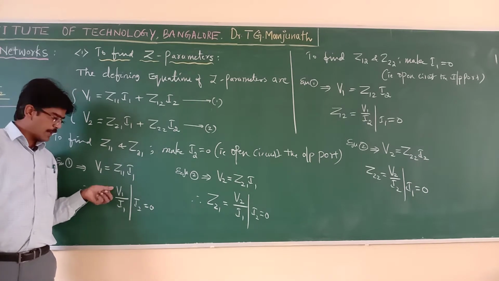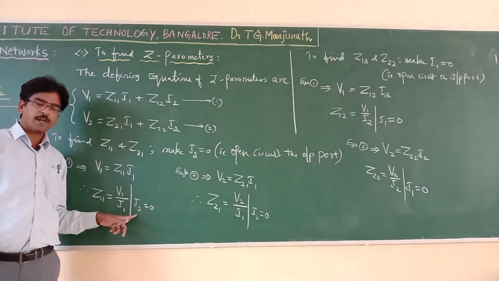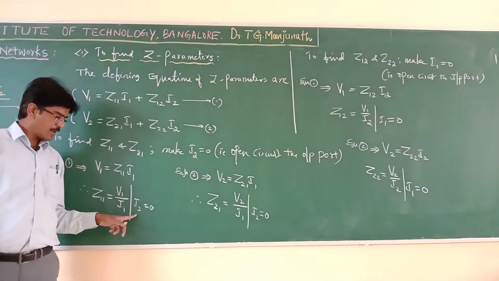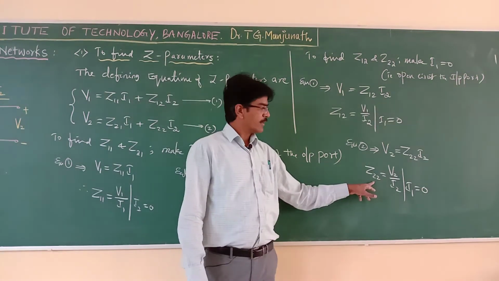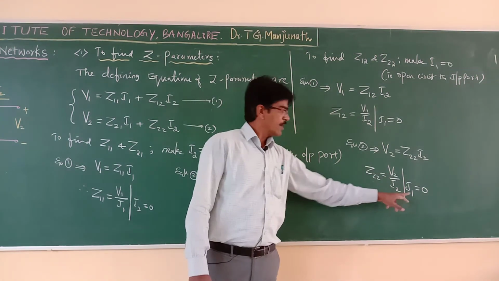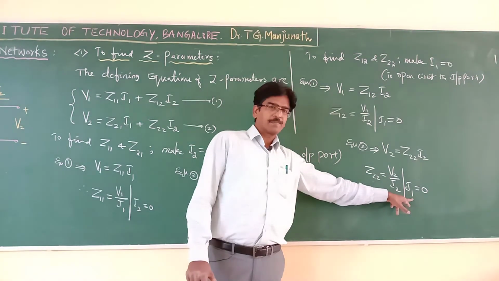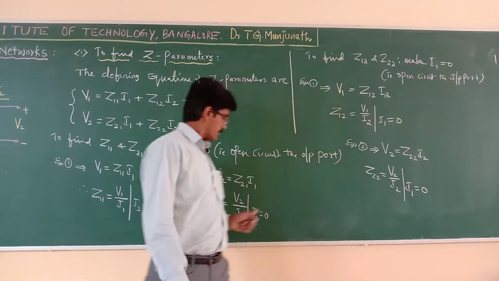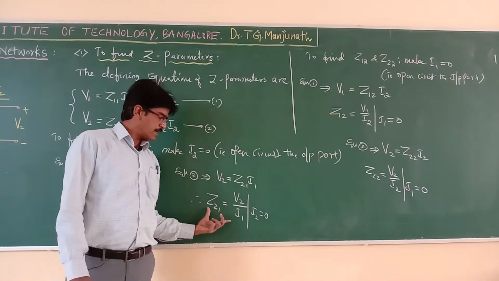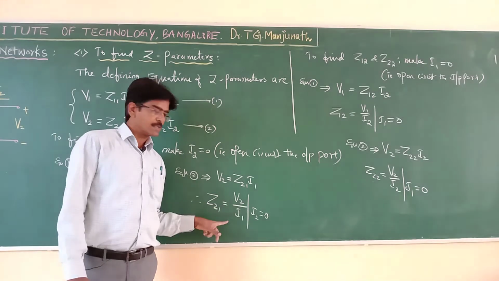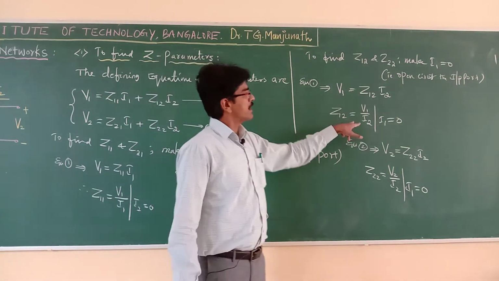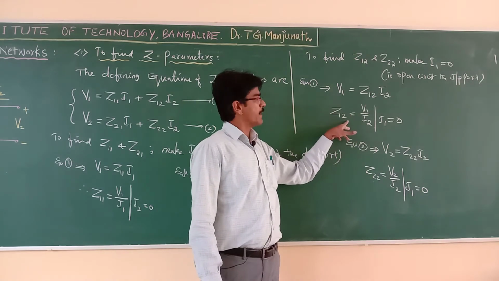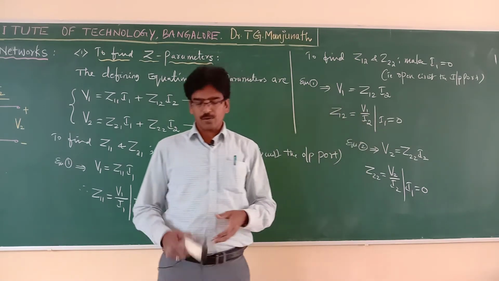Z11 is equal to input impedance with output port, port is nothing but terminals, open circuited. Okay. What is this Z22? This is output impedance with input port open circuited, because you are making I1 0. Next, what is Z21? It is nothing but transfer impedance with output port open circuited. This is nothing but transfer impedance with the input port open circuited.